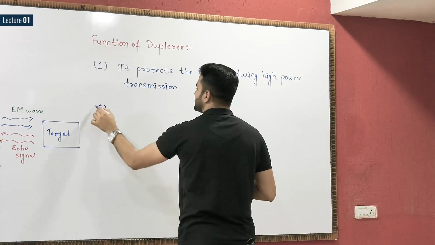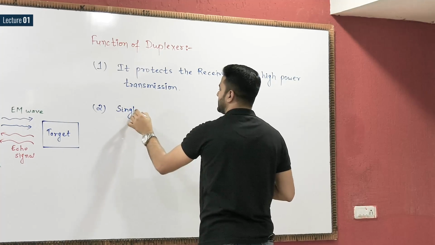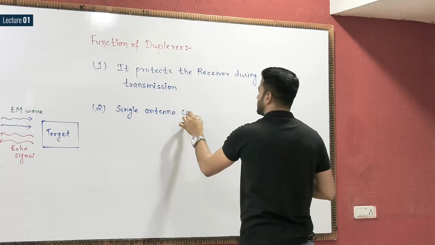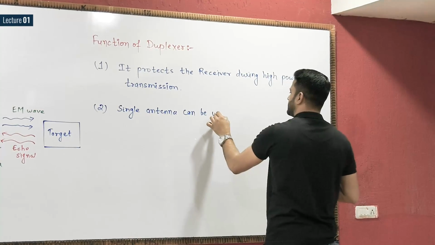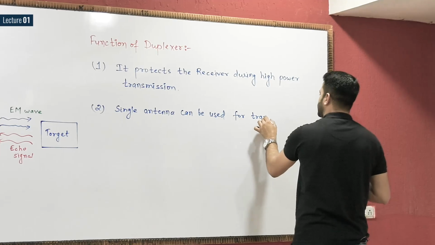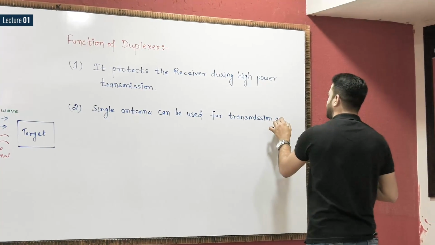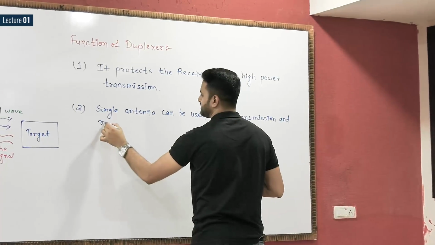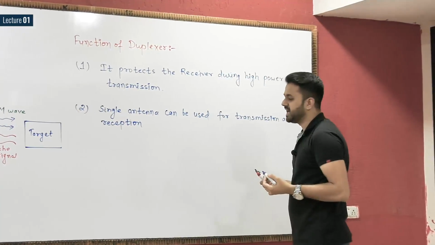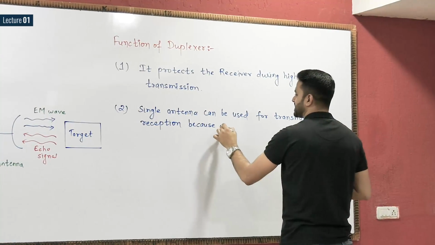And the second point is a single antenna can be used for transmission and reception. A single antenna can be used for transmission and reception because of the duplexer.